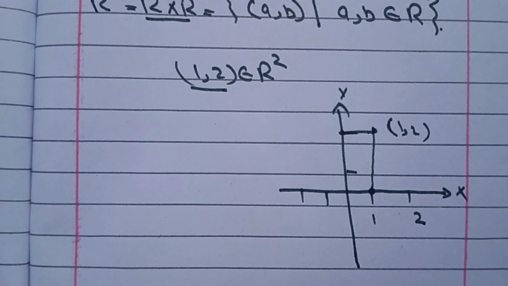So this is all about Cartesian product. What is Cartesian product, and why the Cartesian product of A cross B is not equal to the Cartesian product of B cross A, the number of elements in a Cartesian product, and what will be the Cartesian product of R with itself. So I hope your concept is very clear now.